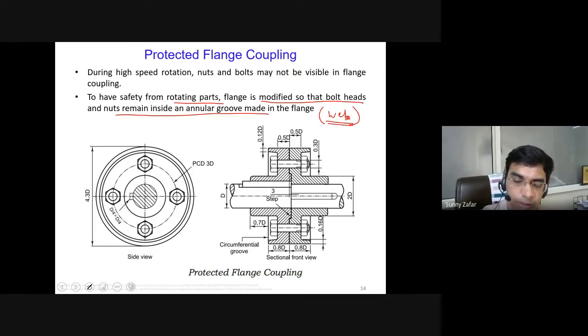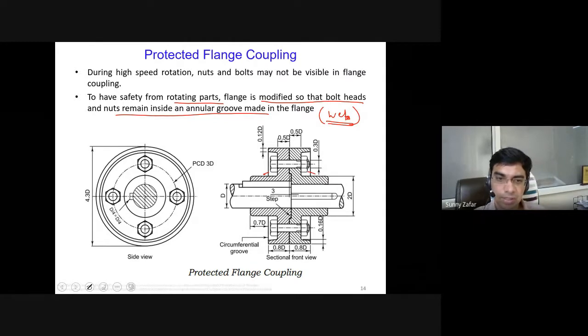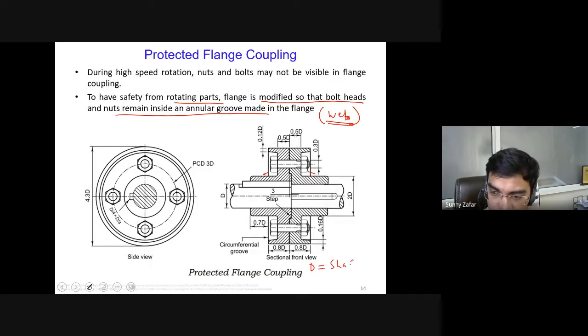Please pay attention to these terms. You should know what it is called. A web is created on the flange, which will encase the bolt and the nut. So here, if you see, the bolt head and the nut are completely enclosed, and all other dimensions follow from this figure, in which again d is the shaft diameter.